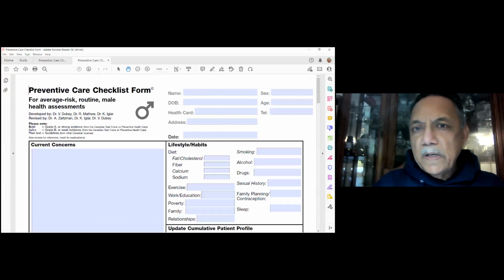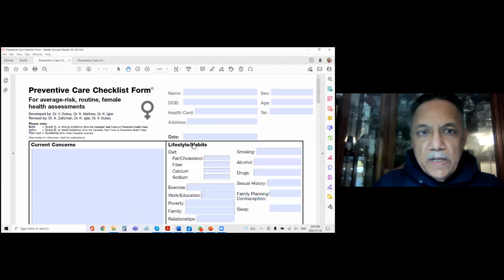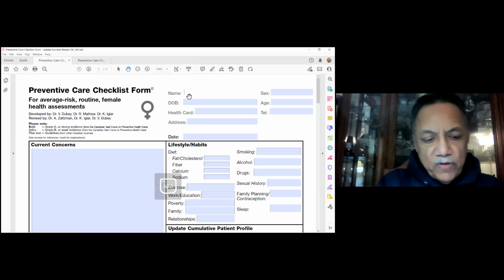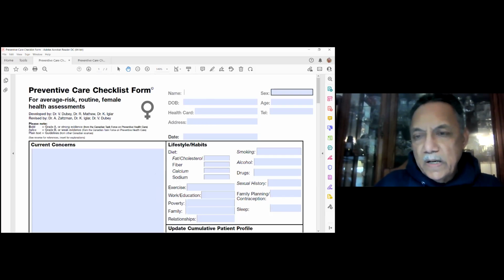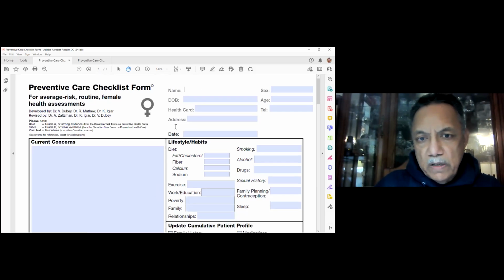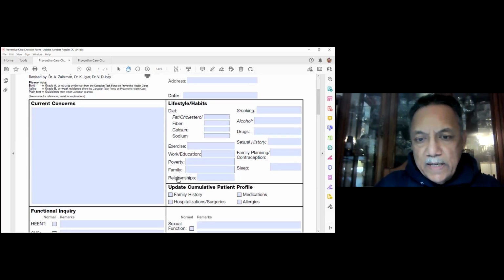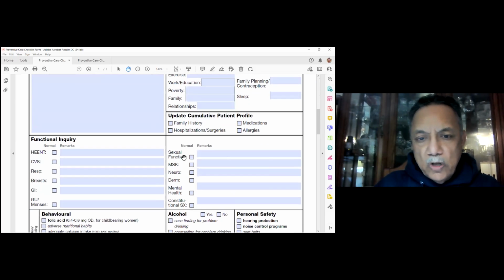I don't know, do we have a woman in our class as well? Yes, okay, so for the woman, I will start. For the female, we have the preventive care checklist. If you can see here, these are all fillable, like you can write down your name, sex, age, date of birth, health card, everything. And then there are lifestyle, habit, fat, cholesterol, everything is there. And then is there any family history or hospitalization?